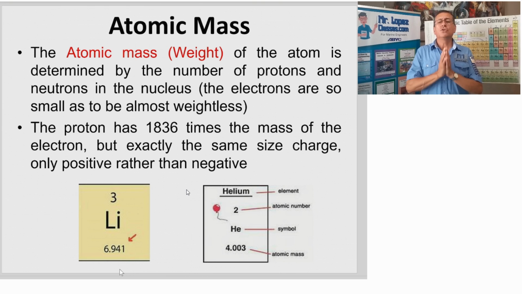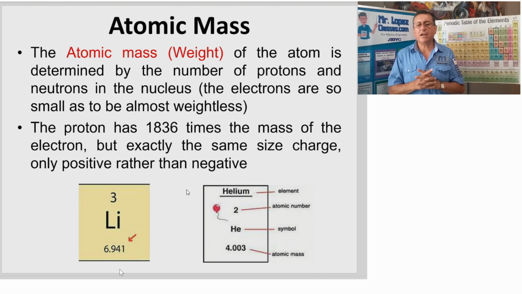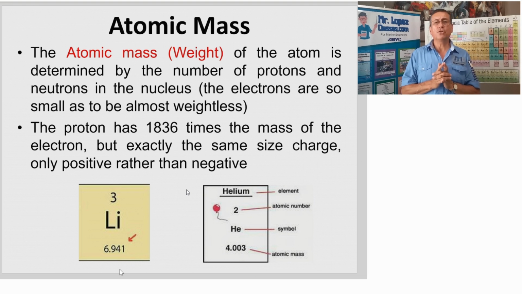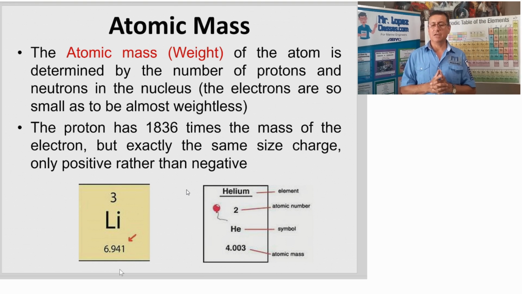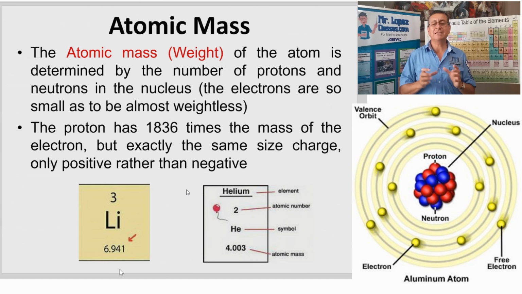Okay, in the nucleus you have protons and neutrons, and the atomic mass refers to the number of protons and neutrons. The atomic mass, or weight, of an atom is determined by the number of protons and neutrons in the nucleus. The electrons are small in terms of weight in comparison with the protons. The protons have 1,800 times the mass of the electron, but exactly the same size in charge. The charge is equal but opposite. The proton is positive and the electron negative.